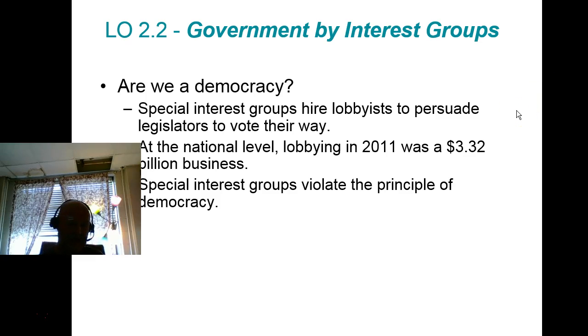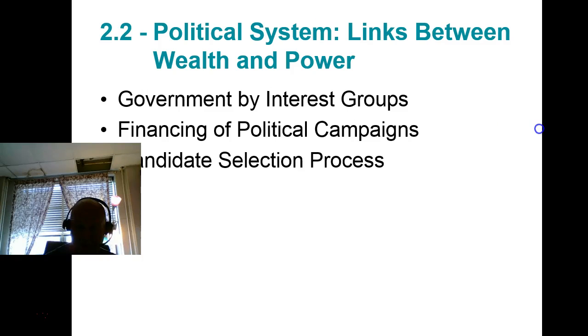So the question is, are we a democracy? Is the United States a true democracy? Okay, and there are a number of ways to answer this question. We want to look at the links between wealth and power. In many ways, the U.S. government represents the privileged few rather than a majority. The term is oligopoly here.